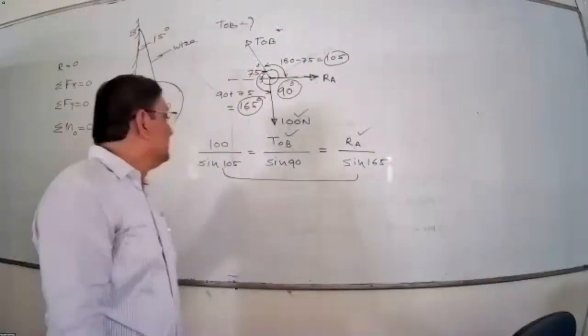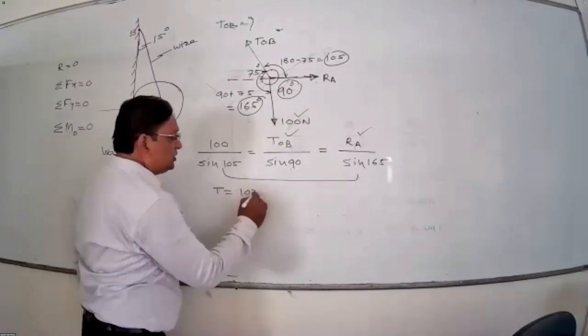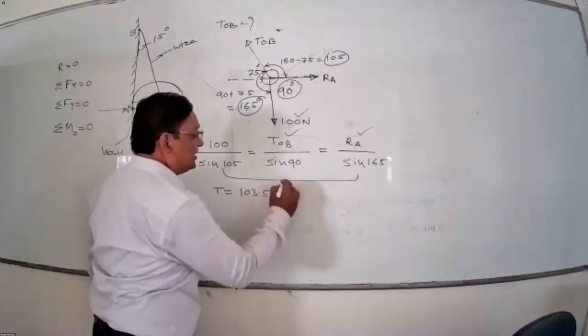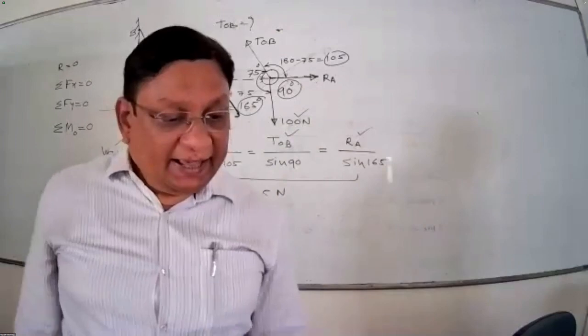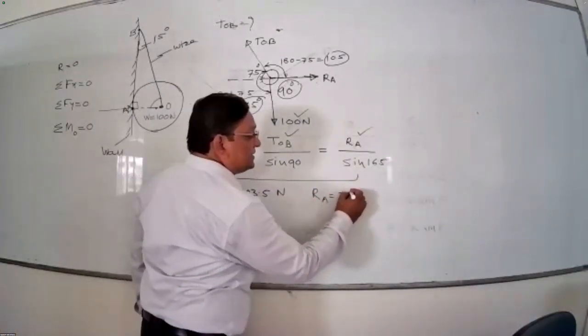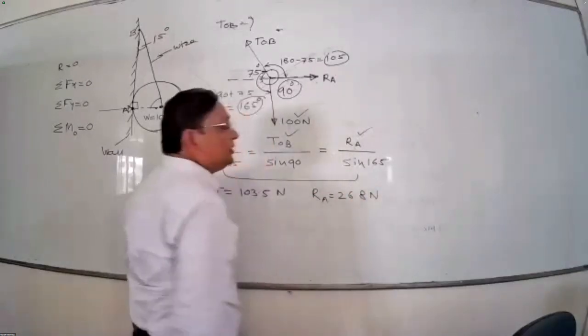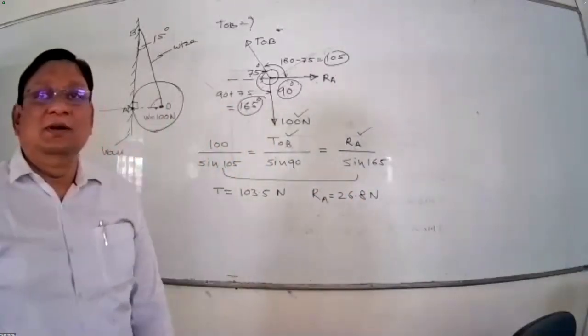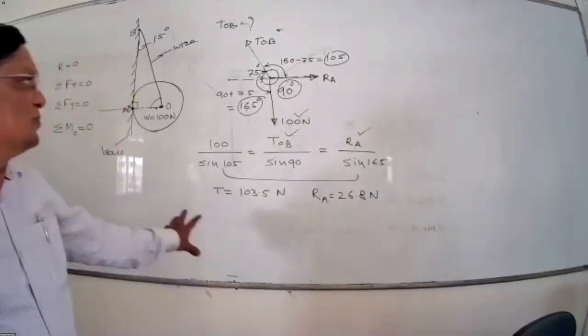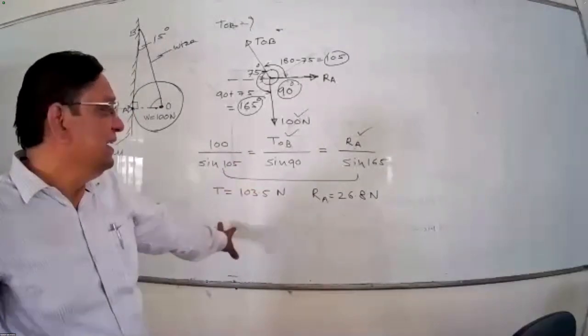Here I am getting the value of TOB equal to 103.5 Newton, and RA is equal to 26.8 Newton. So this is the first method. By Lami's theorem, directly I can apply this one. By applying Lami's theorem, I am getting TOB and RA simply by measuring the angles.